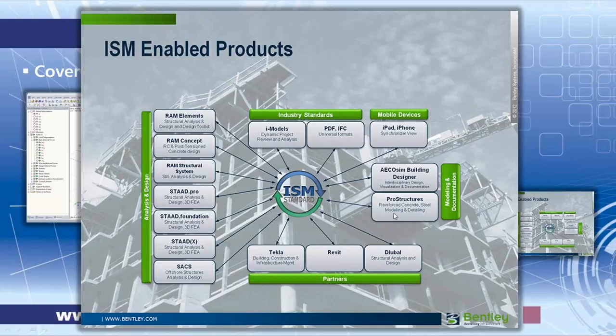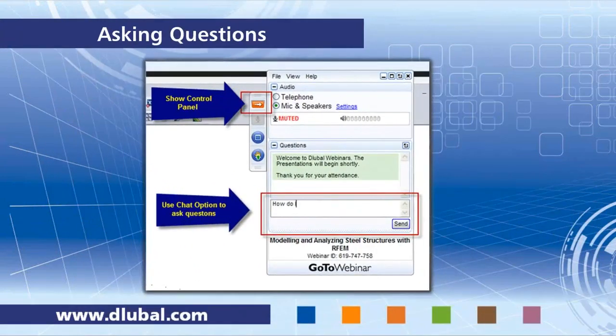Another important software is ProStructures, which is also made for steel and concrete, and you can exchange models through the ISM interface with those applications. Maybe it's important to know that all those interfaces come along with Dlubal Software. Once you install RFEM, you have the capabilities of exchanging the data with Tekla and Revit, as well as an IFC interface that comes with the software, and the ISM synchronizer is available for download at the Bentley website.